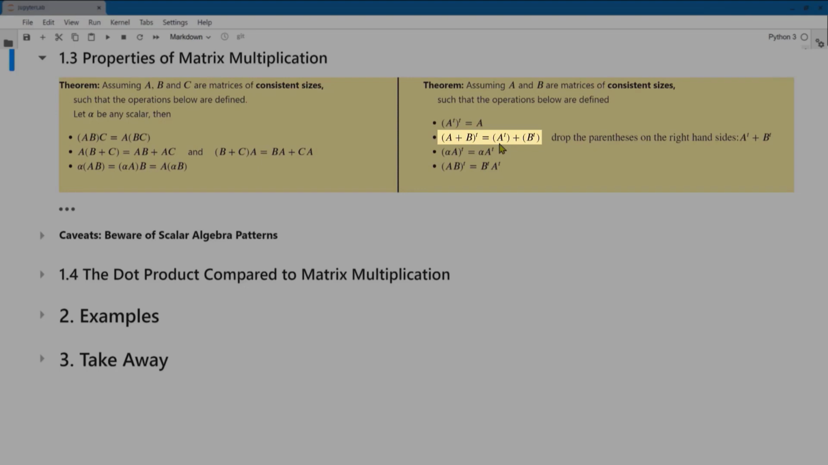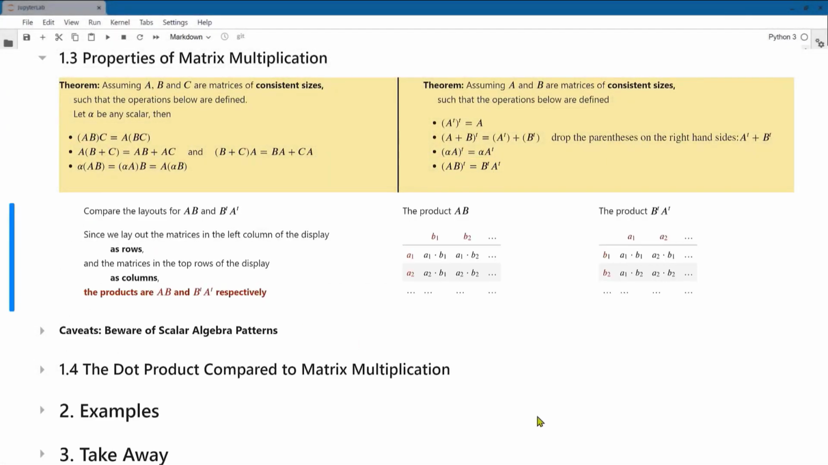If we establish the convention that transposes happen before addition, then we can dispense with the parentheses in this expression and simply write A transpose plus B transpose. We next have alpha times A, a scalar times A, quantity transpose, which we can simply scale the transpose of the matrix A. The last property here is a little bit more surprising: A times B, quantity transposed, is equal to, well, the matrices A and B get transposed, but their order changes as well. The order gets interchanged: B transpose, A transpose.